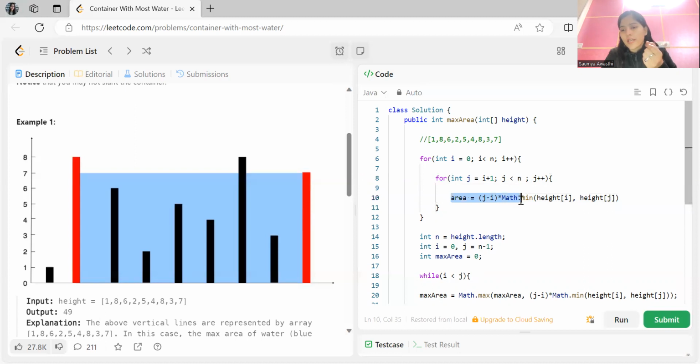So for area, what we want is the maximum area. So whatever the previous area has been calculated, let it be there, and the current calculation, whatever is maximum, just keep that in our area, right? If you see here, what would be the time complexity? Because obviously we are just going up till n, so roughly that would be big O of n square, right?